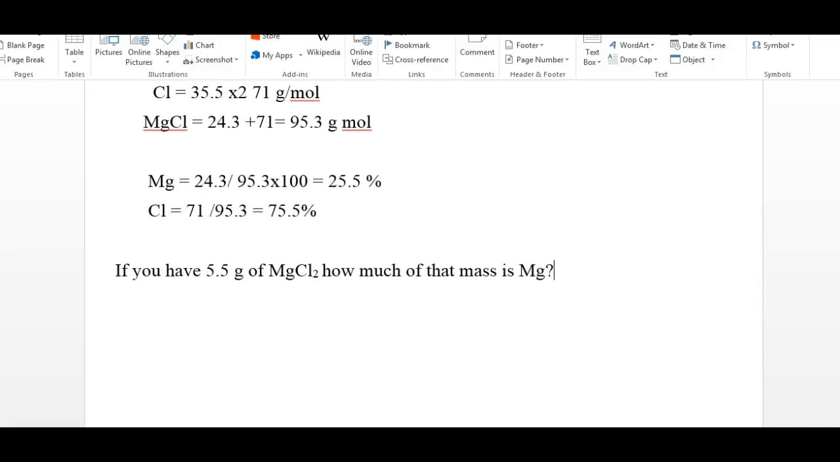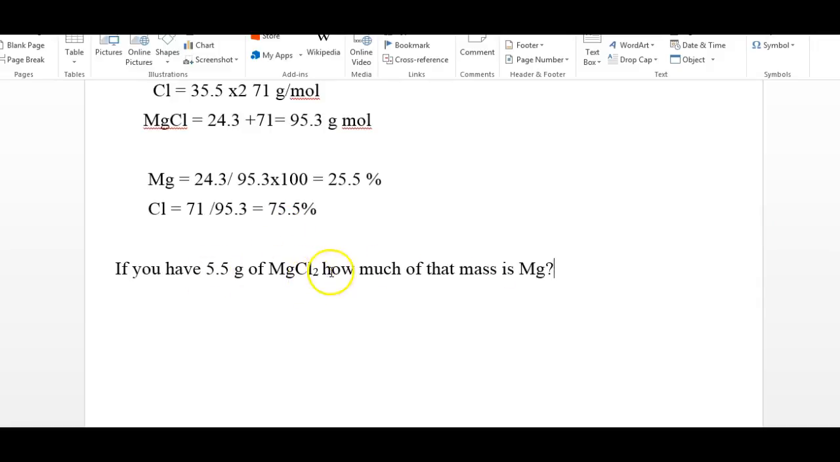So then if you have 5.5 grams of magnesium chloride and we want to figure out how much of that mass is magnesium, you just take the percent composition of magnesium, which we figured out to be 25.5, and multiply it into 5.5. But you have to remember that this is out of 100, so we move the decimal over 2 because it's a percent, and we would just go 5.5 times 0.255, and that'll tell us how much of that 5.5.